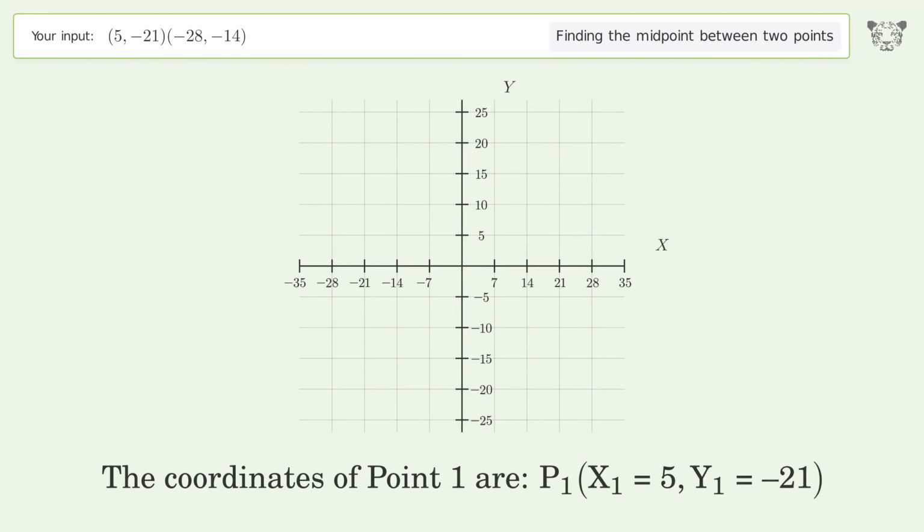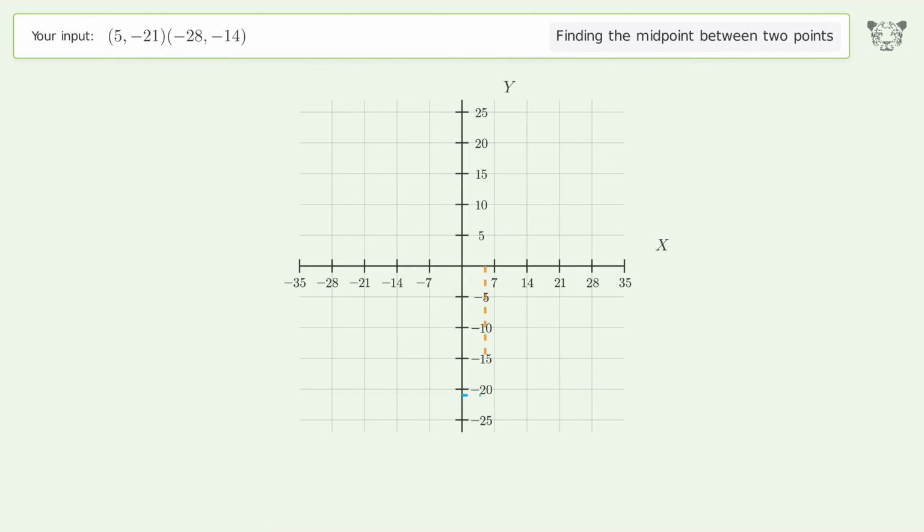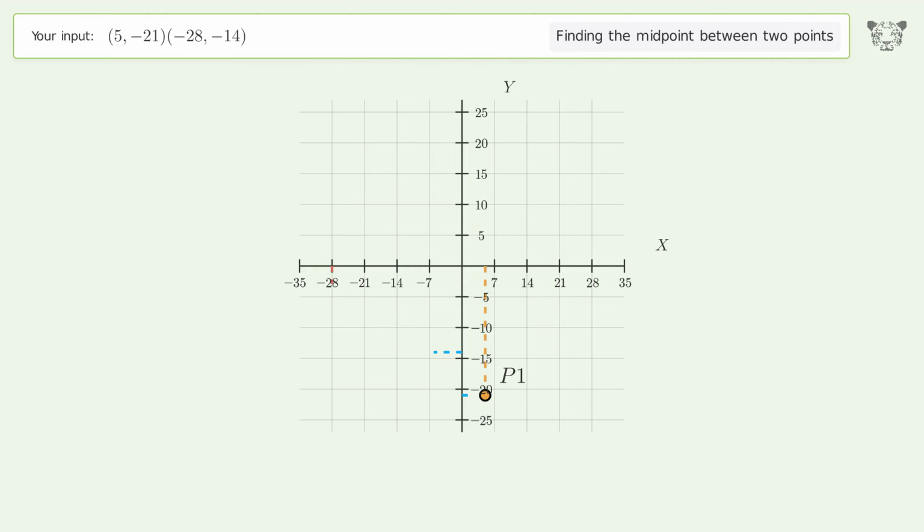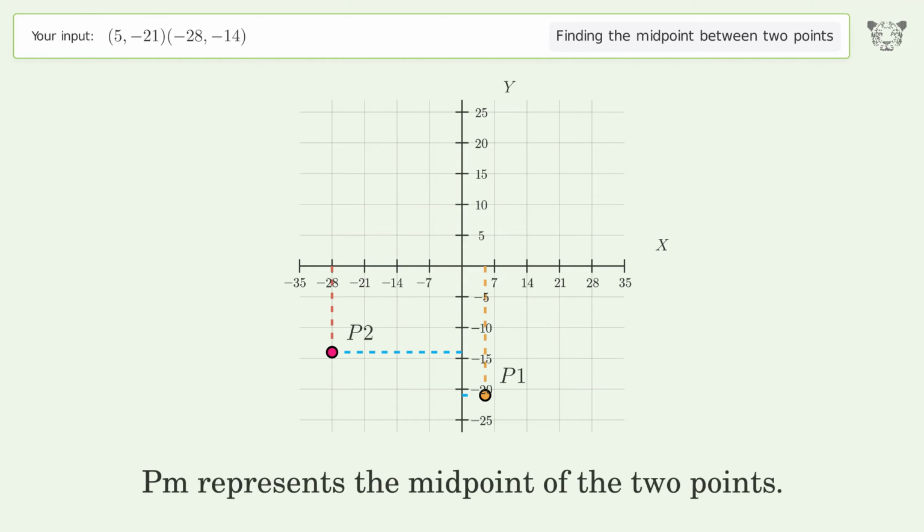The coordinates of point 1 are, x1 equals 5, y1 equals -21. The coordinates of point 2 are, x2 equals -28, y2 equals -14. PM represents the midpoint of the 2 points.